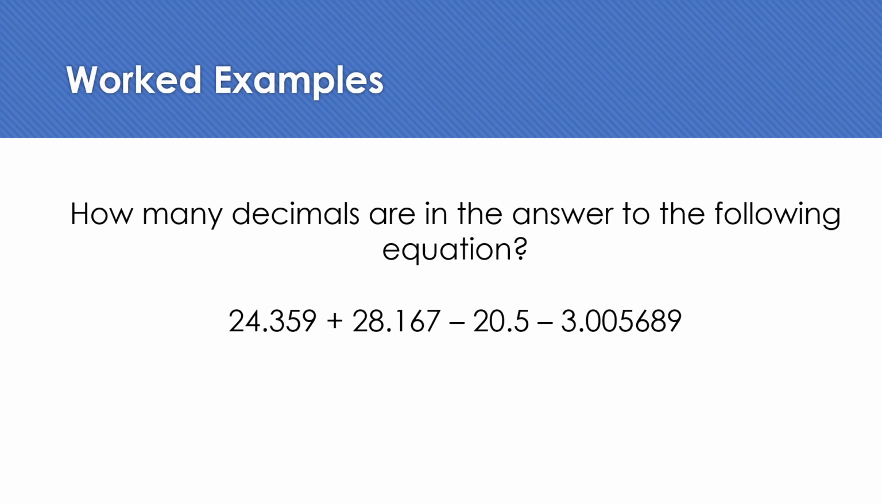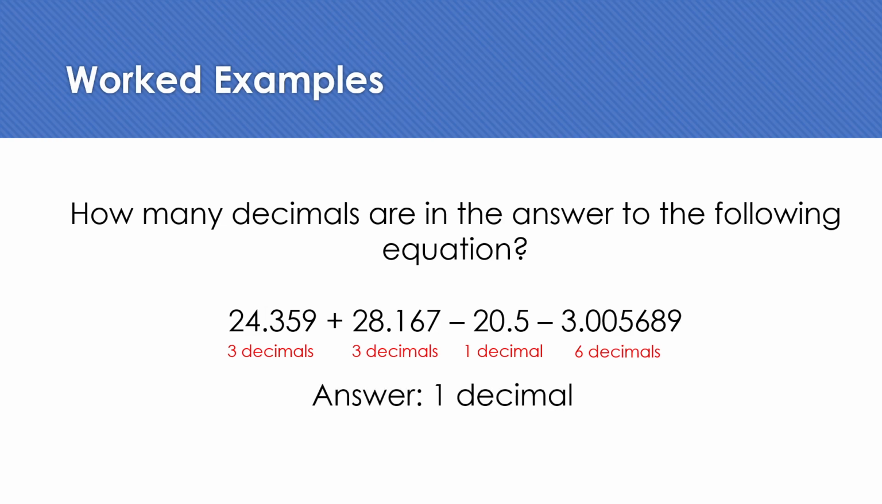Okay? So let's look. The first thing we have is 24.359, and we're adding 28.167, subtracting 20.5, and then subtracting 3.005689. Well, the first number has 3 decimals. The second one has 3 decimals. The third one has 1 decimal, and the fourth one has 6 decimals. So, since I'm limited to the smallest number of decimals, my final answer is going to have 1 decimal.